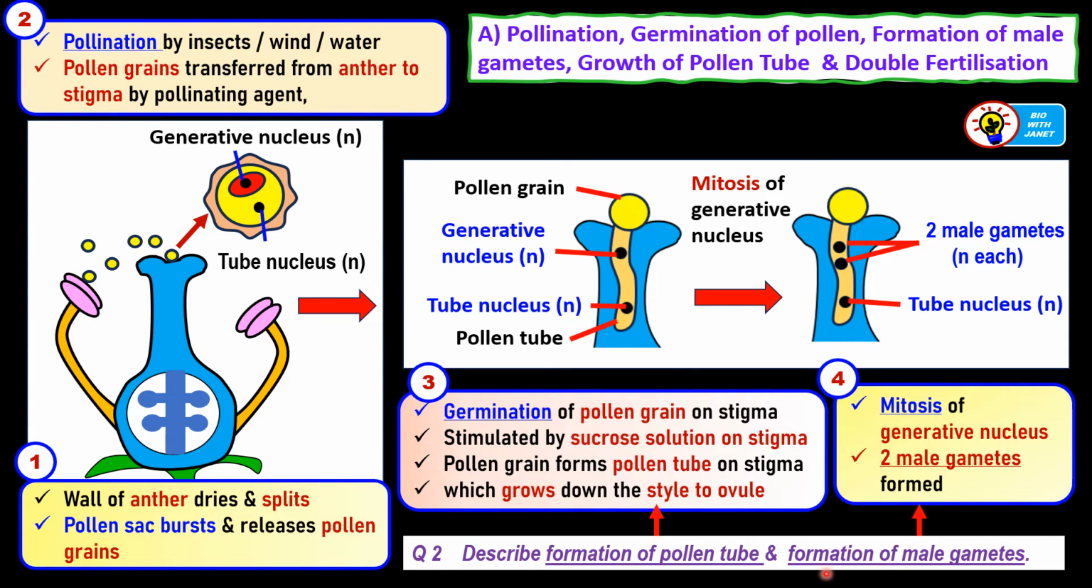Now third question is describe formation of male gametes. So after the pollen tube starts to grow downwards, a process occurs, which is mitosis of the generative nucleus. So the generative nucleus will divide by mitosis to form two male gametes, which are haploid, right? So at first there's only one generative nucleus, but after mitosis, there'll be two male gametes. All right. Now the tube nucleus is always further down near the tip of the pollen tube, and it guides the pollen tube down to the ovule and to the embryo sac.